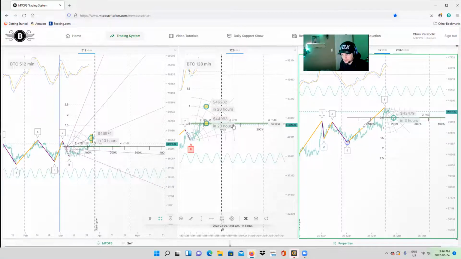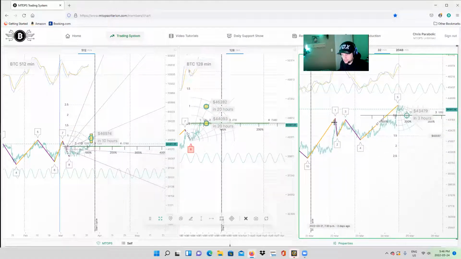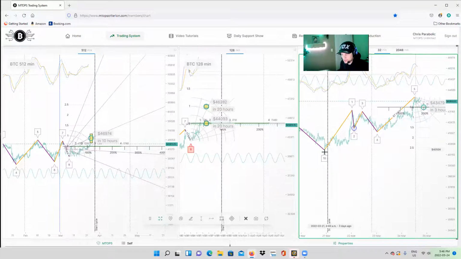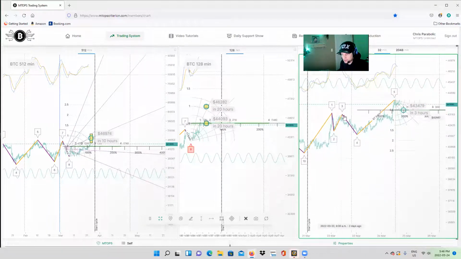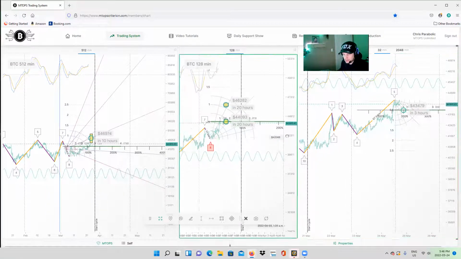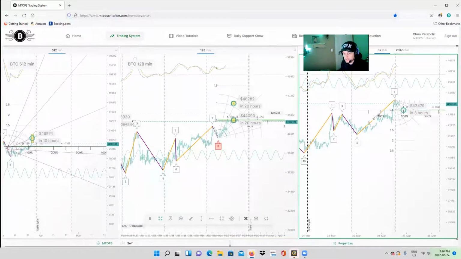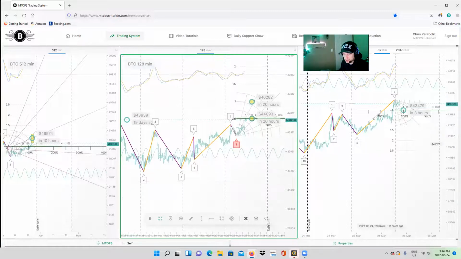Okay, so for example, if we're looking at the 32-minute, because it's in an accumulation stage, it's really hard to identify trend. You would assume, because we had a turning point 1 come in higher than 9, and that 2 came in higher than 10, that we were in an uptrend, only to see a lower 3 and a lower 4. Again, it's my job to identify it based on the higher time frames. Why? Because the higher time frames determine trend, not the lower time frames.